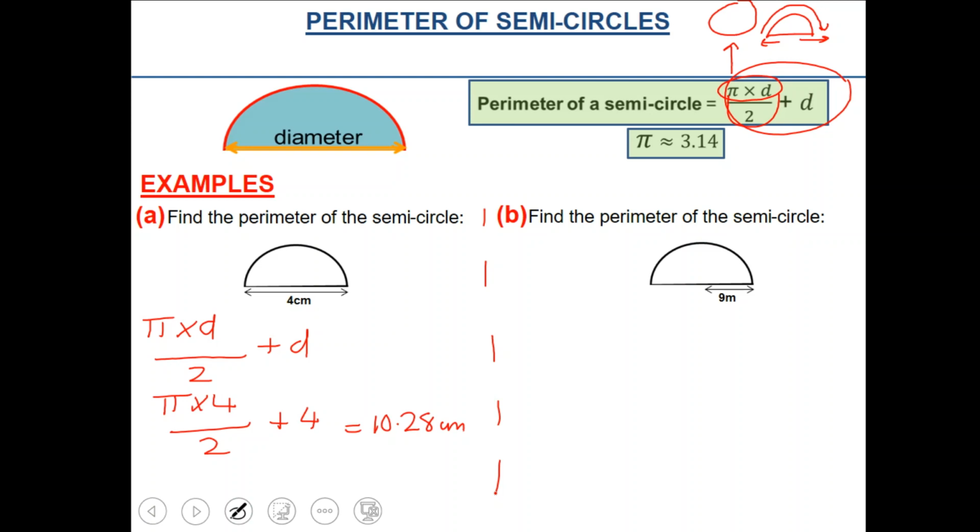Okay, so firstly what you had to do was realize you're given the radius. To get the diameter you just need to multiply it by 2. So now your diameter is 18. All you need to do with that now is substitute straight into your formula. Pi times 18 over 2 plus 18. And the answer to 2 decimal places that you should get is 46.27 centimeters.